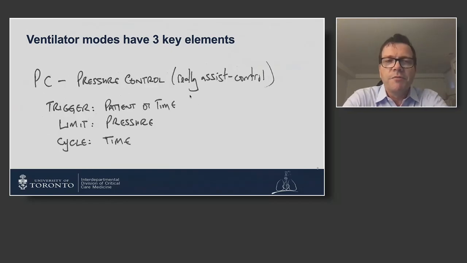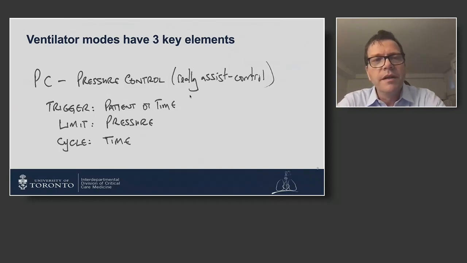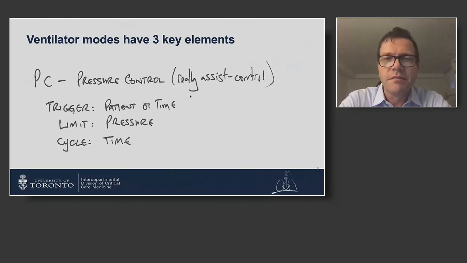The other common mode that we use in sick patients is pressure control ventilation, which is really more properly termed pressure assist control ventilation. And just the same as volume control, it can be either patient or time triggered. So a patient could be paralyzed on this and they'll get the set rate that you delivered, or they could be triggering every breath and initiating it through their efforts.